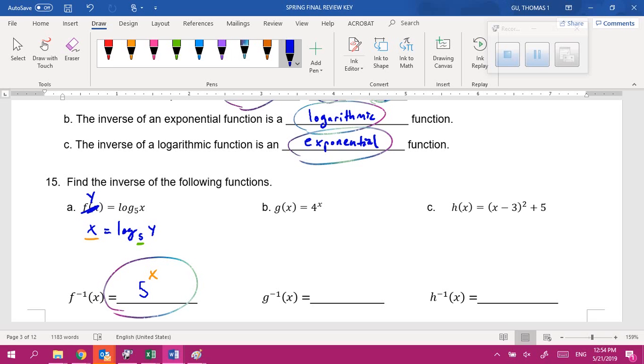All right, so let's do b then. B, how is b starting off? Is that exponential or logarithmic? Exponential, so it should end up as a, that's right, as a log. So if I take this g of x out and I change it to a y, first thing we do is switch x and y, right? So we have x equals 4 raised to the y. And how do I change that to logarithmic?